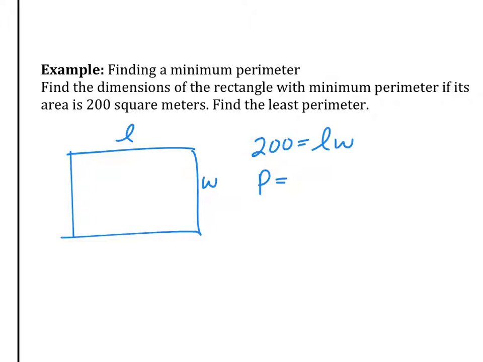Huh? What's that? Not quite. The perimeter of the entire rectangle. Yes. We want 2L plus 2W to be as small as possible, but the area has to maintain a 200. Okay, this is a little bit tricky. I'm going to let you and your partner figure this out. What are you going to do to make P as small as possible?